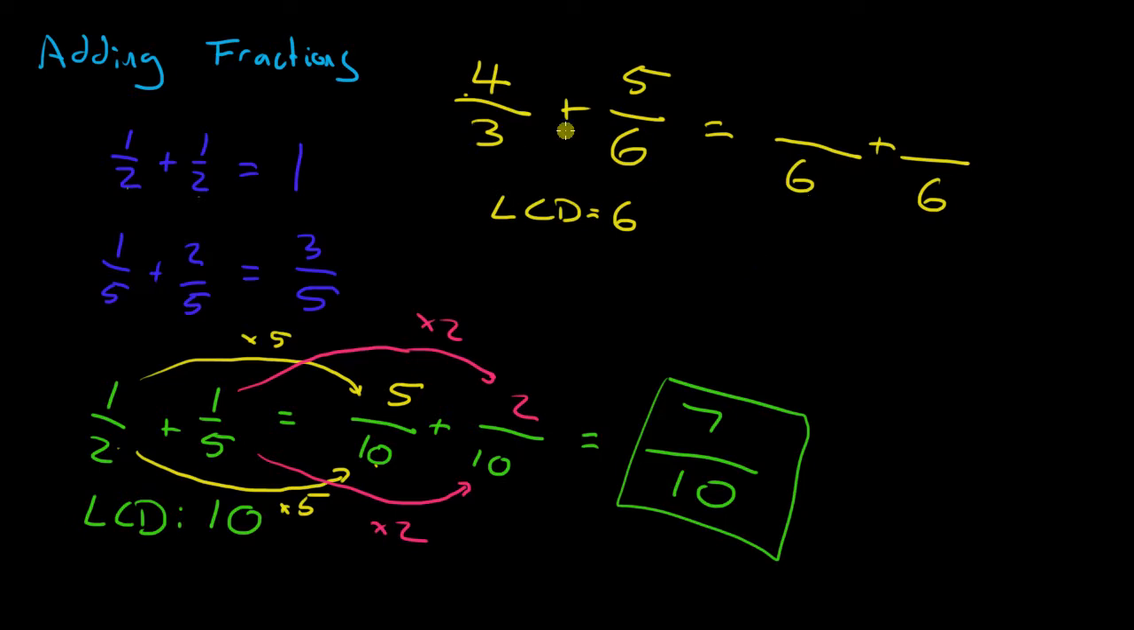3 times what makes 6? 3 times 2 makes 6. So we're multiplying that by 2. We have to multiply the top by 2. So 4 times 2 is 8. And 6 times 1 is 6. So if we're multiplying the bottom by 1 to get to there, we have to multiply the top by 1 to get to there. 5 times 1 is 5. 8 plus 5 is 13. Over 6. There is our answer.